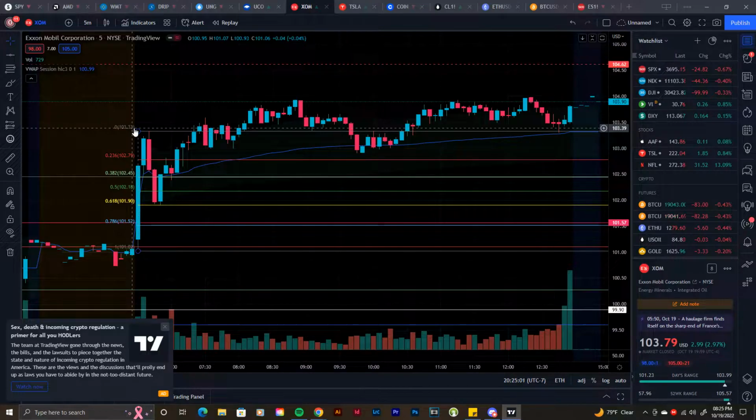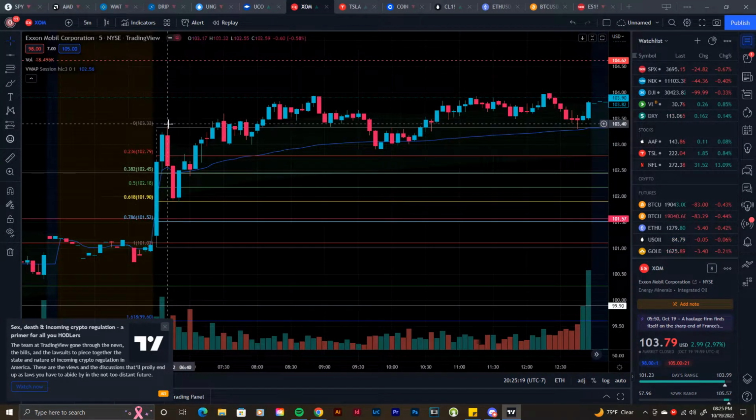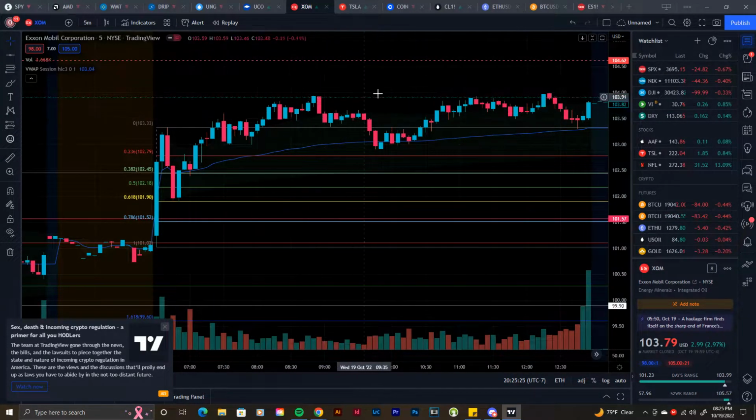What we talk about on a daily basis as the golden zone is from 0.5 to 0.786, or mainly 0.5 to 0.618, with 0.618 being the golden level. As you guys can see, after that retracement, we came back, touched the 0.618 fib, and ever since then we just kept going up.